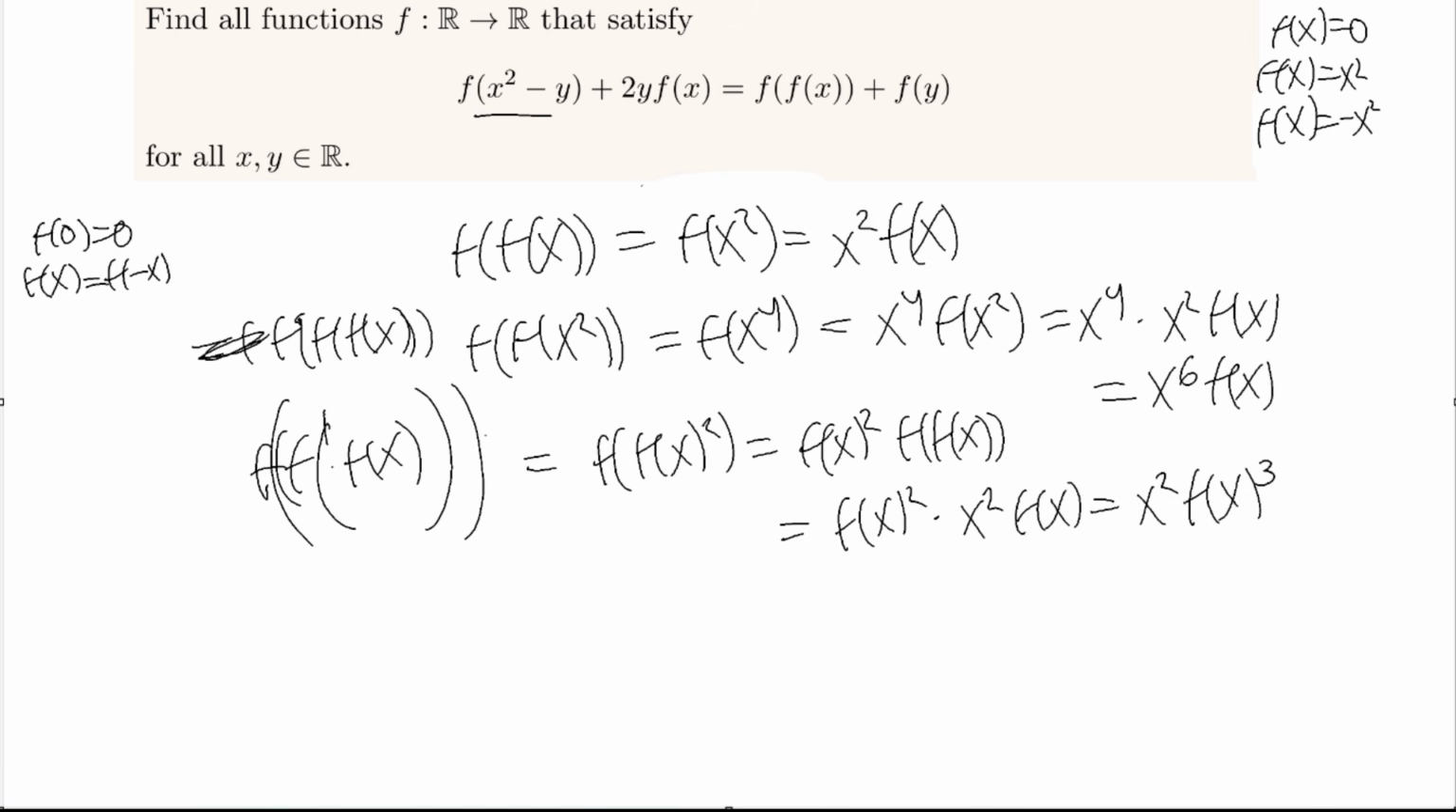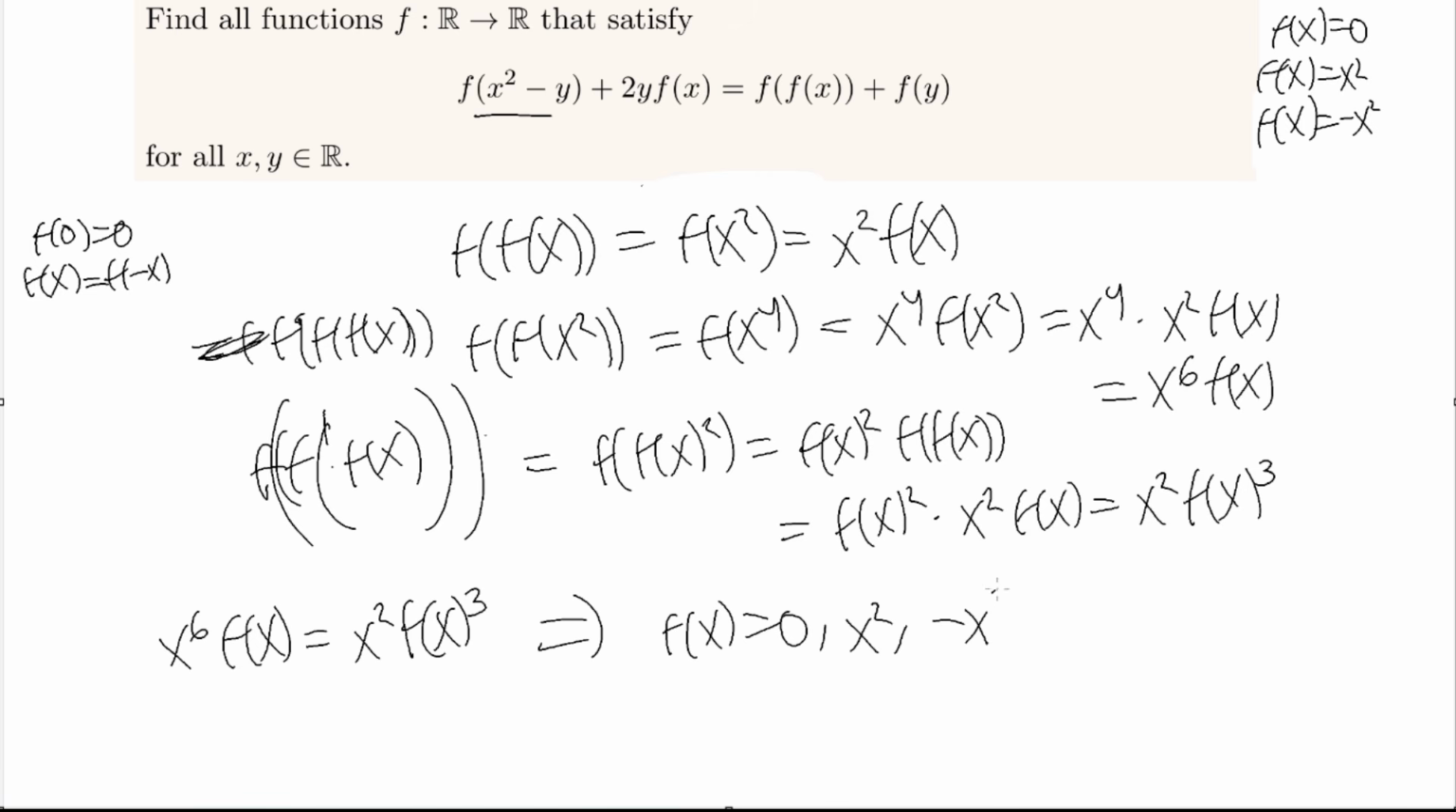Now, because we just evaluated the same thing in two different ways, we therefore have x to the sixth f of x is equal to x squared f of x all cubed. And then if you solve for f of x in this equation, you end up getting that f of x equals 0, x squared, and negative x squared. And therefore, we have solved the functional equation.